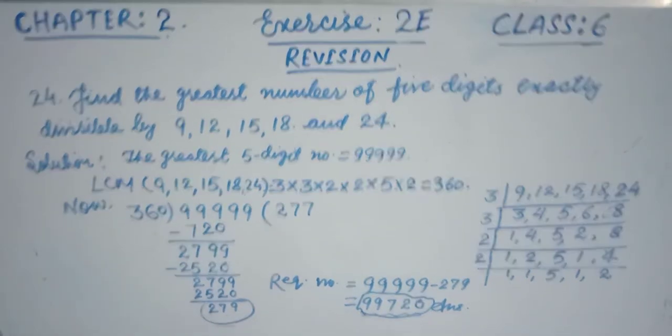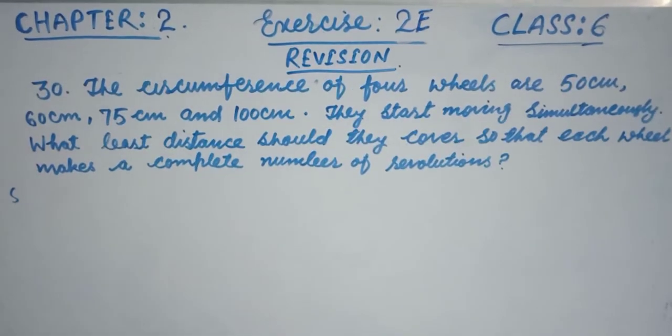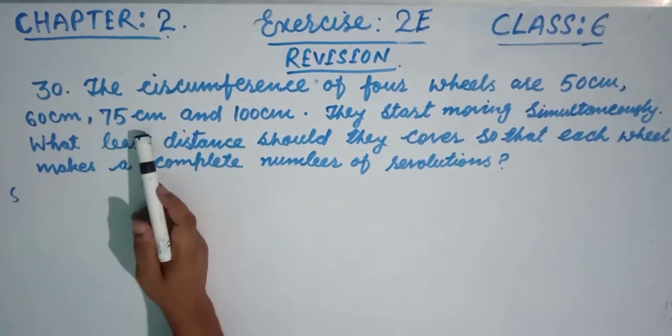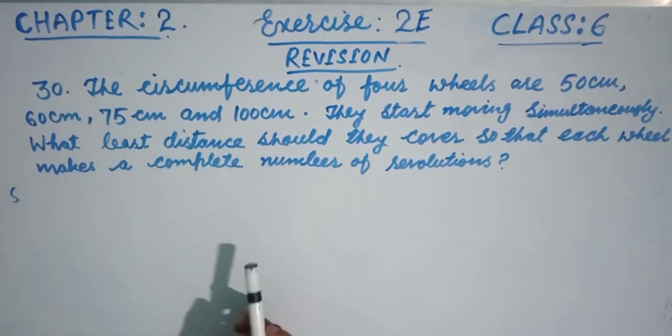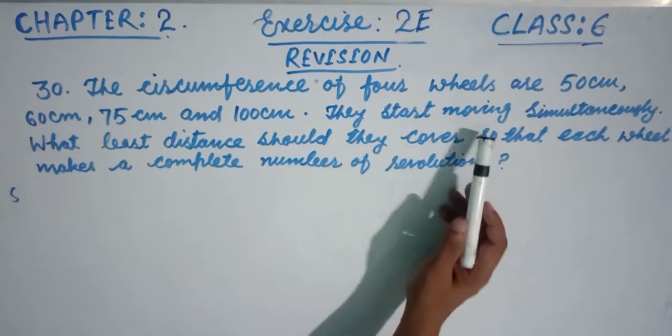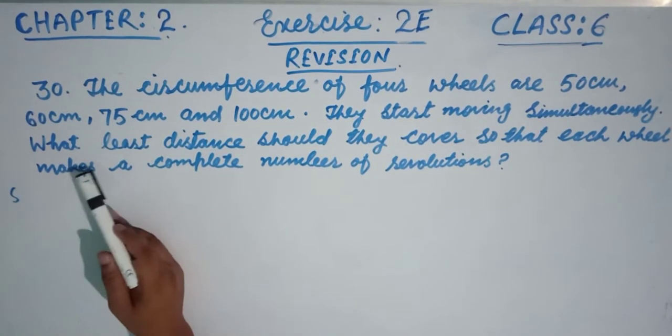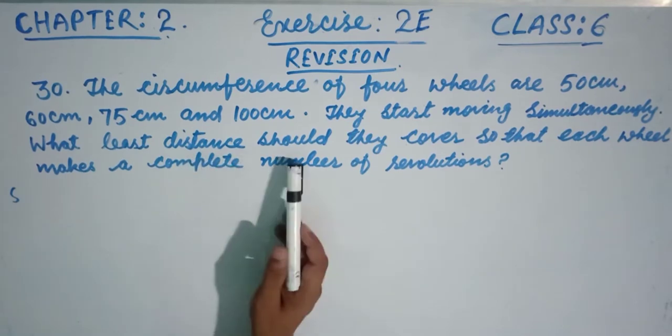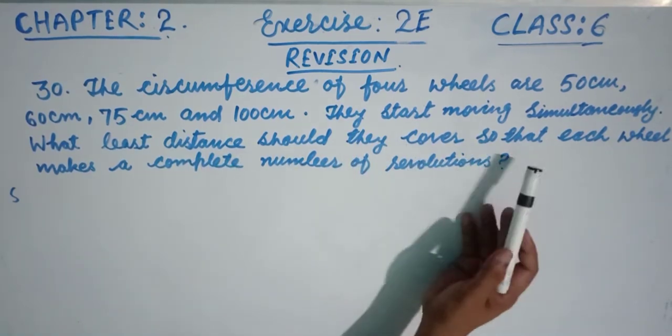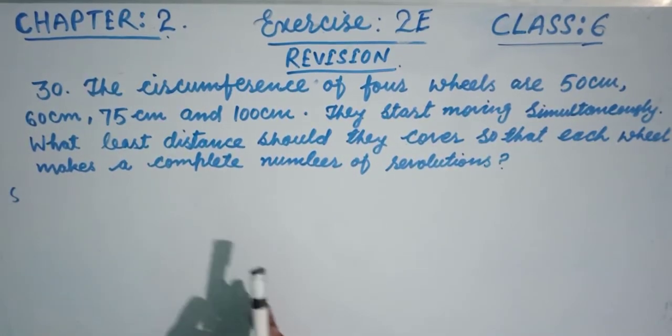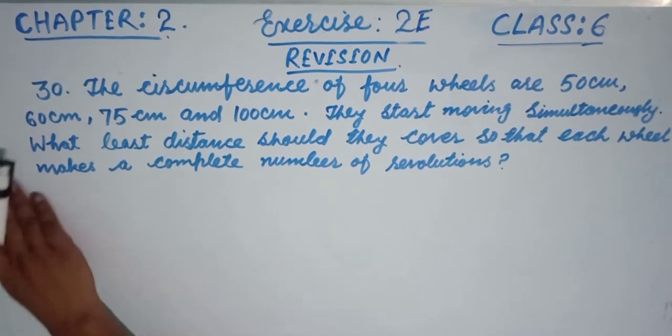Now see, friends, the next question. Now see, friends, the last question, a very interesting question. Question number 13 says, friend, the circumference of 4 wheels are 50 centimeter, 60 centimeter, 75 centimeter and 100 centimeter. They start moving simultaneously. What least distance should they cover so that each wheel makes a complete number of revolutions?